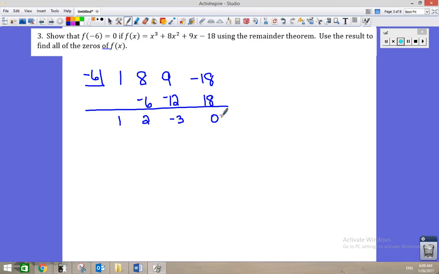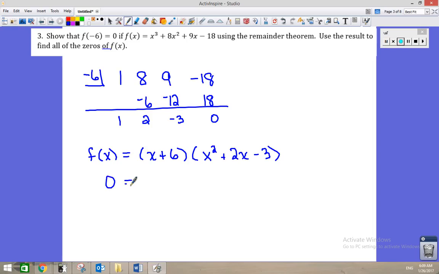So with the remainder of 0, this verifies that f at negative 6 equals 0, which means the graph is passing through the point (-6, 0), which is an x-intercept. That's a zero of the function. So now I can factor this f of x. This negative 6 in factored form will be x plus 6. And the 1, 2, negative 3 is a 1x squared plus a 2x minus a 3.